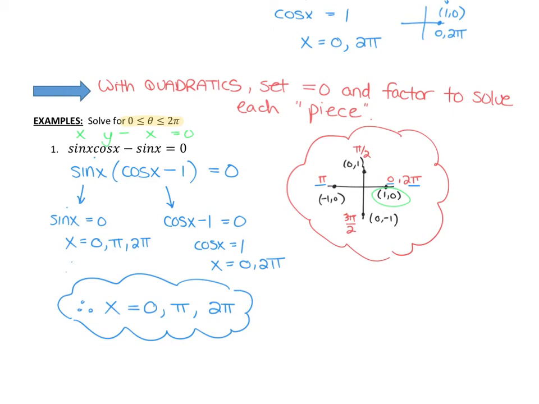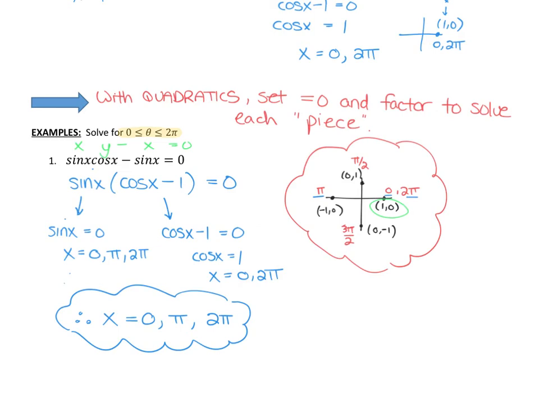Okay, let's try another one. To that picture over there. Okay, so now I am looking at the picture. Sine x equals 1 is up here. Right, the y coordinate is 1, so just pi over 2.